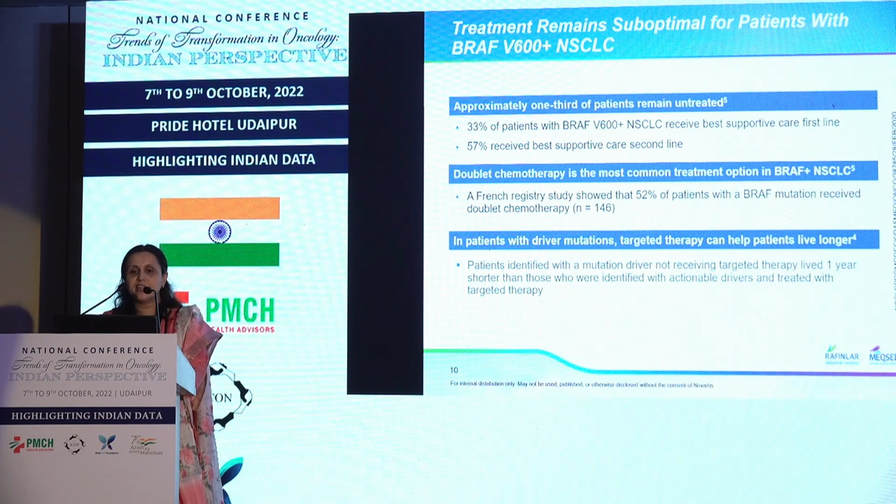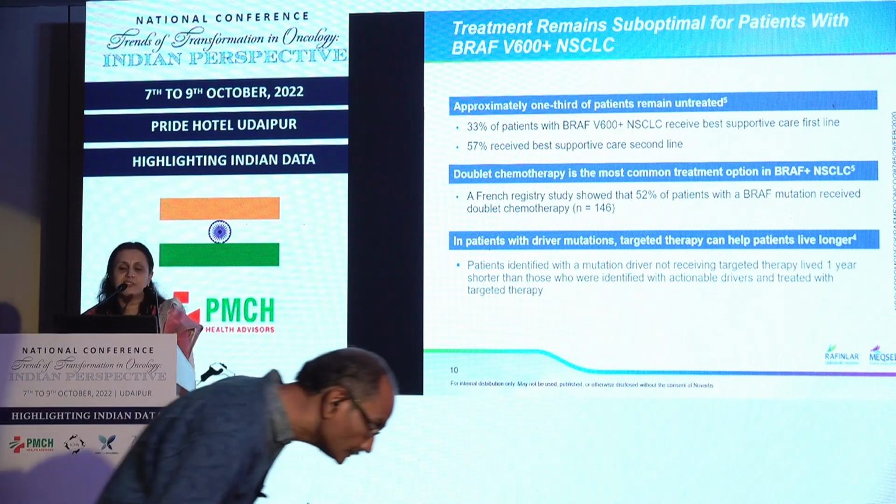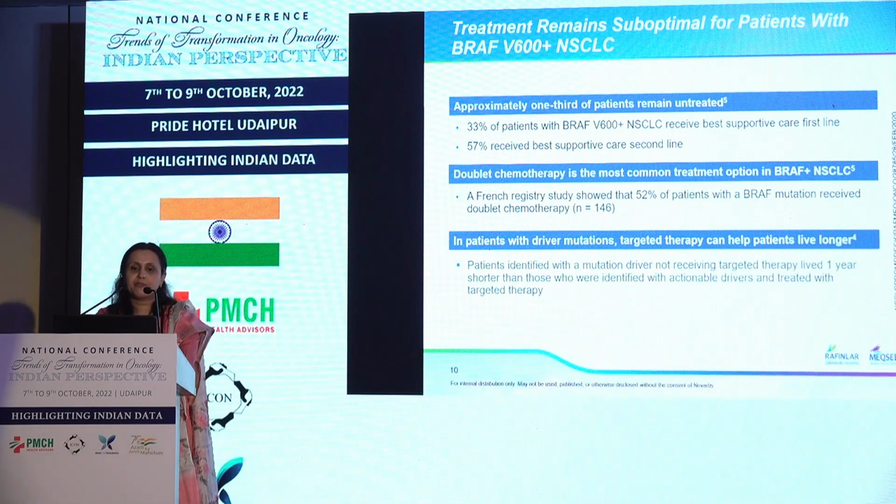Approximately one third of patients remain untreated, that is 33% have been found to have been given just best supportive care. 52% of patients have been given platinum based doublet chemotherapy. But what has been seen is that, as with all the other driver mutation positive lung cancers, this also shows a better survival if we treat it with targeted therapy.